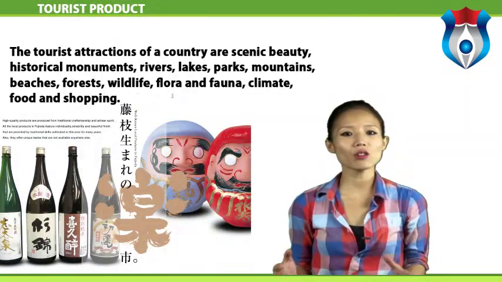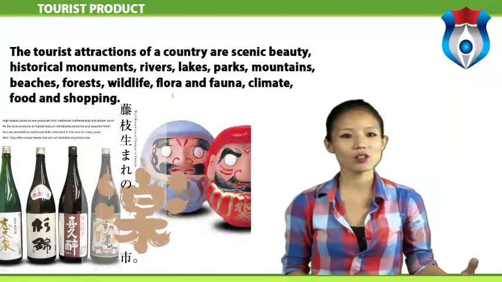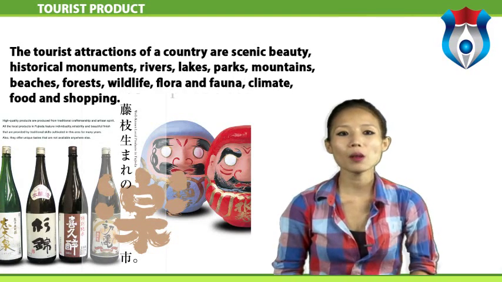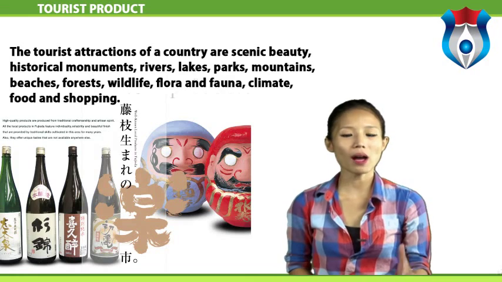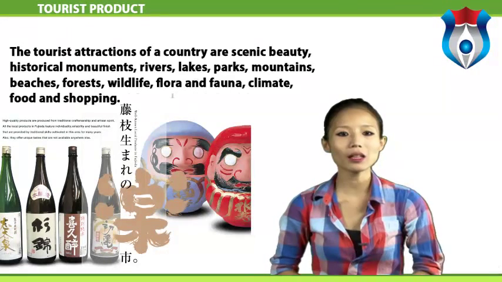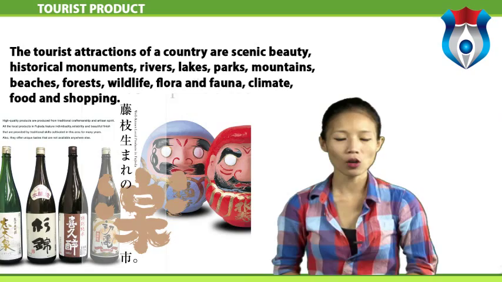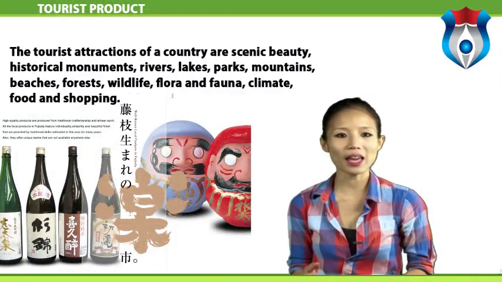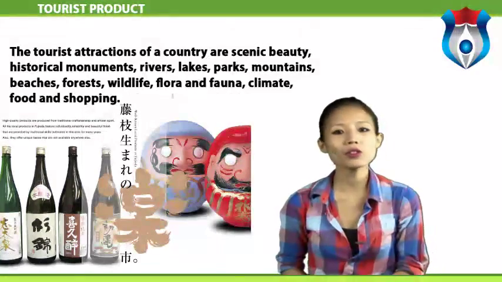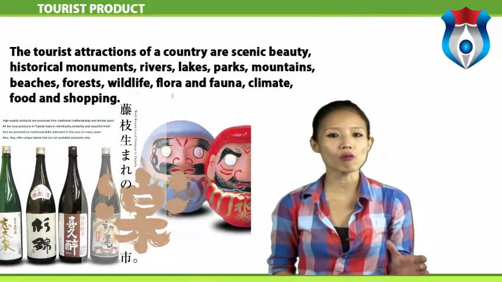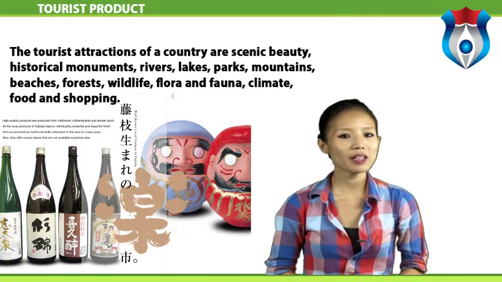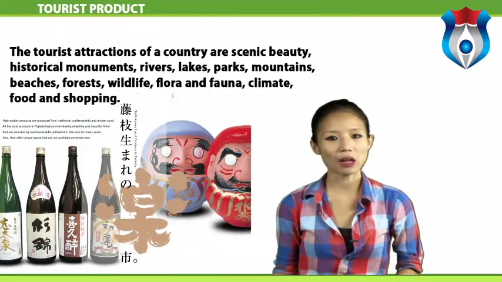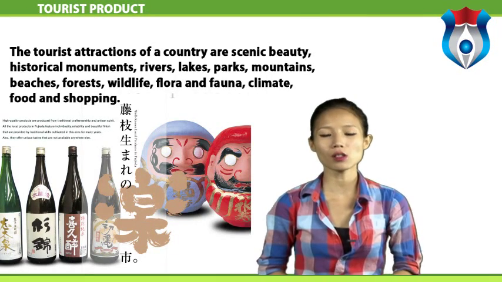The tourist attractions of a country are scenic beauty, historical monuments, rivers, lakes, parks, mountains, beaches, forests, wildlife, flora and fauna, climate, food and shopping. Tourists come to see and enjoy what a country can offer. Together, all the elements mentioned above comprise the tourism assets or resources of a country. When these are packaged, the experts call it the tourism product of a country. After all, this is a product a visitor wants to buy.